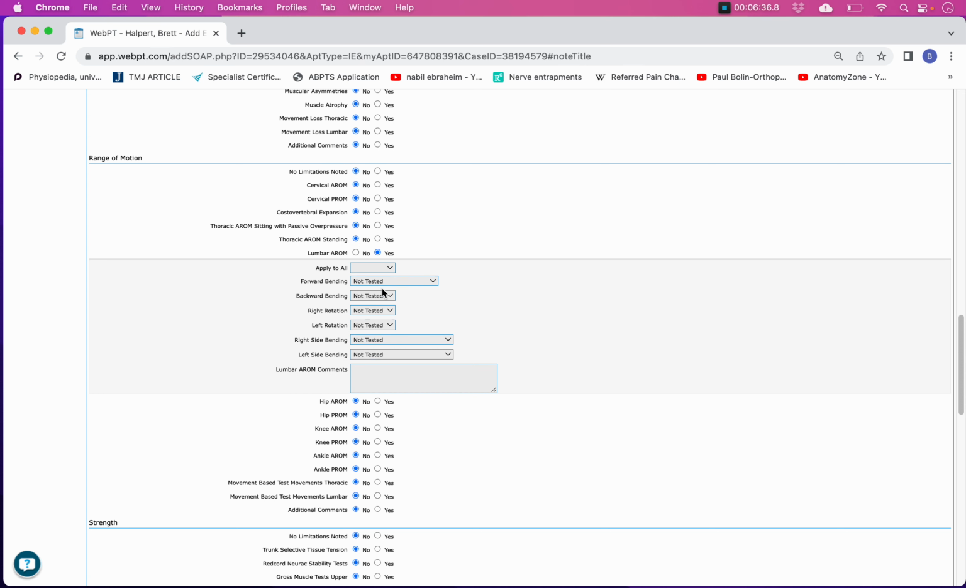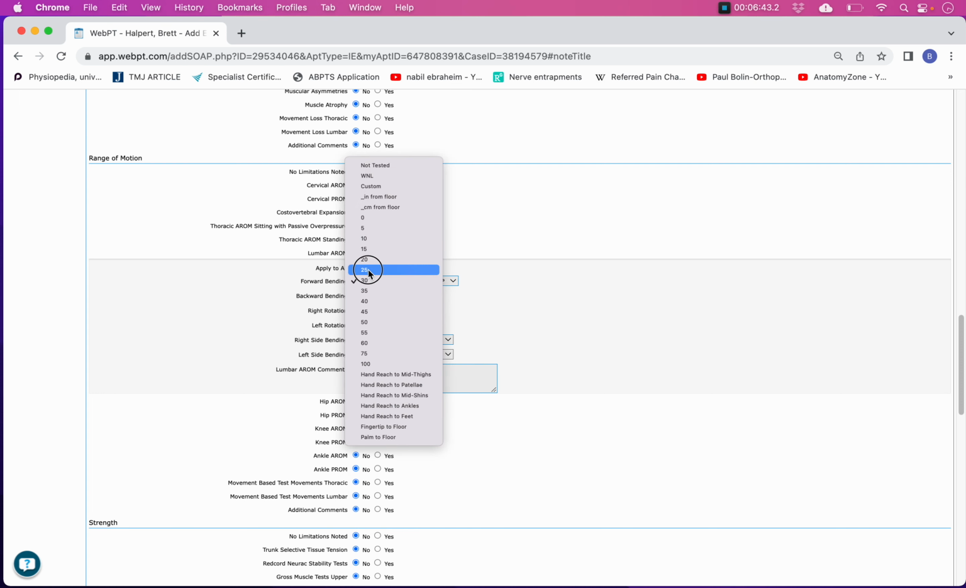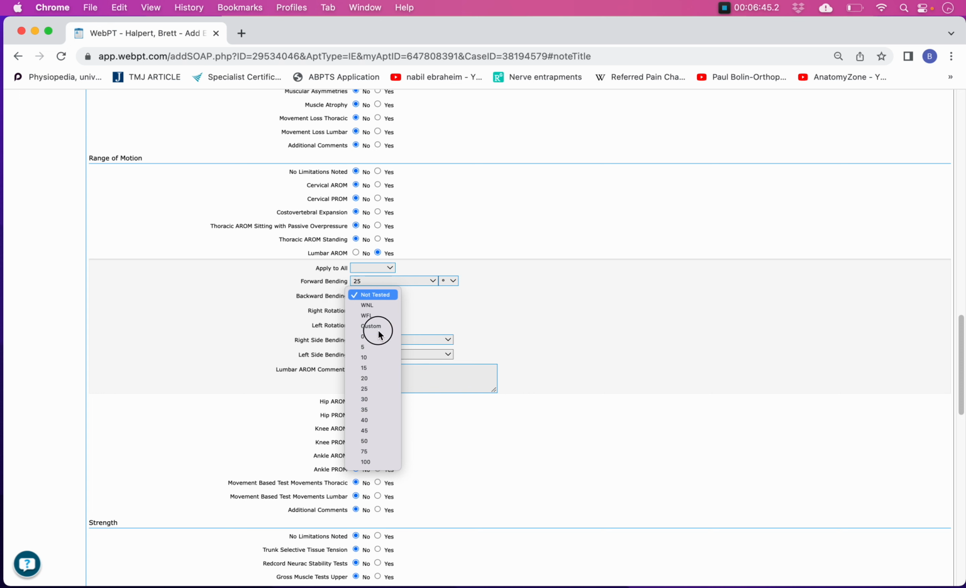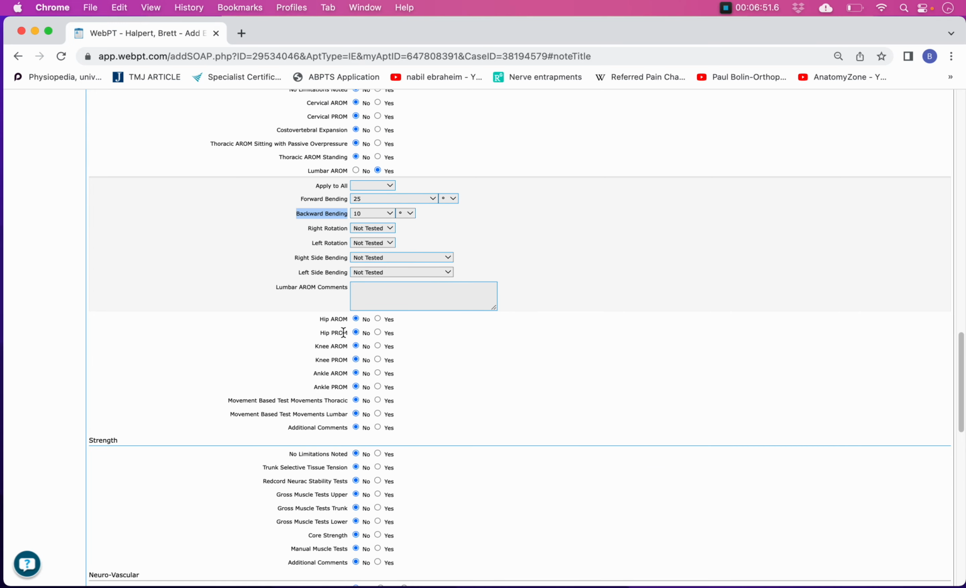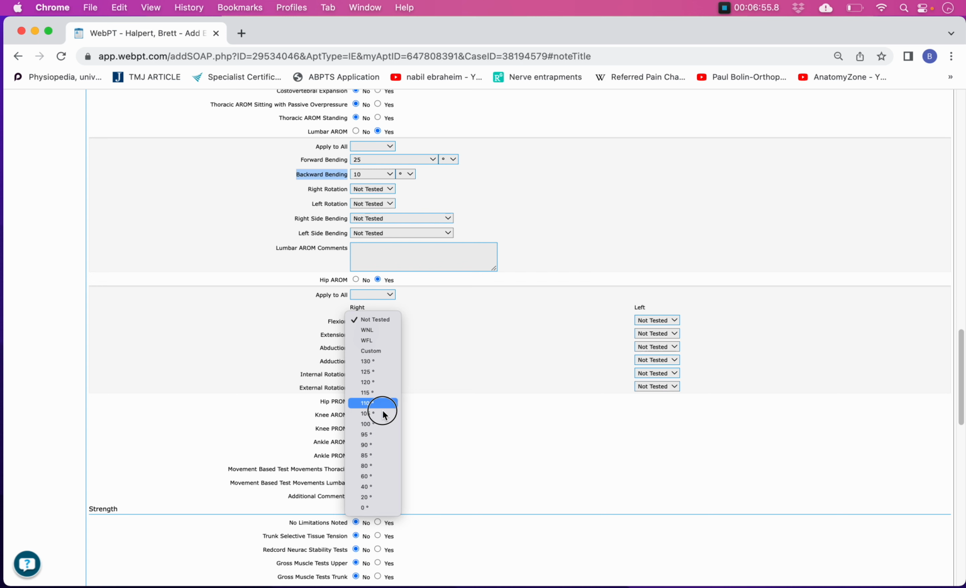So he mentioned sitting's hard and bending forward's hard. So we should look at his range of motion with lumbar flexion. So we'll say he's got 25 degrees. We'll also put in backwards bending, even though this doesn't really relate as much to his functional complaint. And we should also look at his hips. So if sitting's concerned, how much hip flexion does he have?